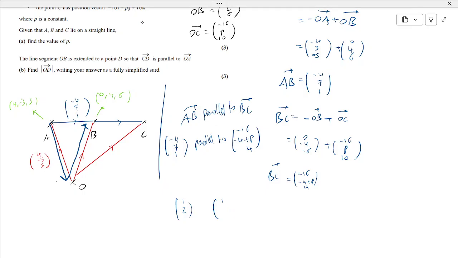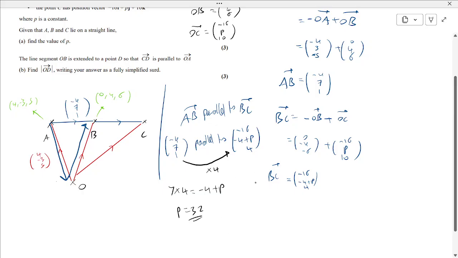Now, you can set up an equation with k here if you want. You don't actually need to. Hopefully you can see pretty quickly that to go from my vector on the left to the vector on the right, I need to multiply by 4. The x component goes from -4 to -16, and the z component goes from 1 to 4, multiplying by 4, so I know that 7 times 4 needs to give me -4 plus p, which will tell me that p is 32. And yes, you could have written that -4, 7, 1 is k times the other vector, and you've got k equals a quarter here, and then you solve for p. It's the same idea, but a little bit of a shortcut. We don't need to write all that out.